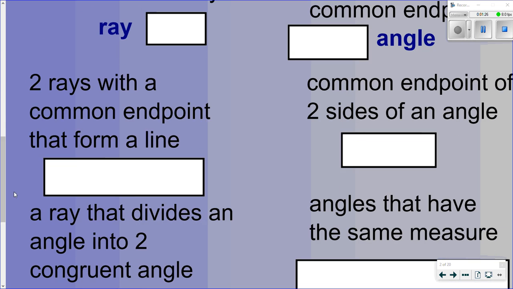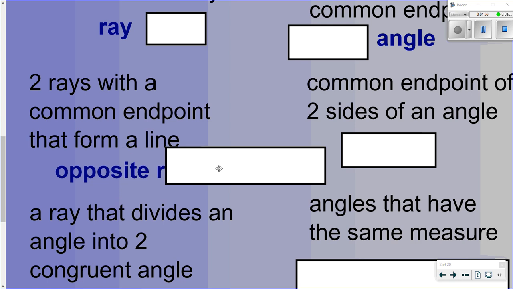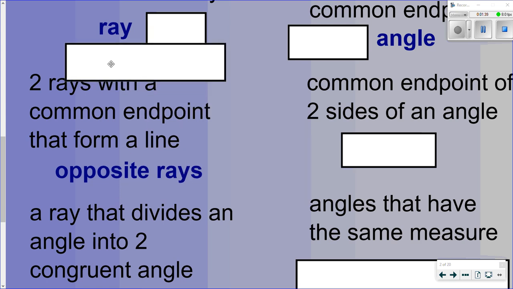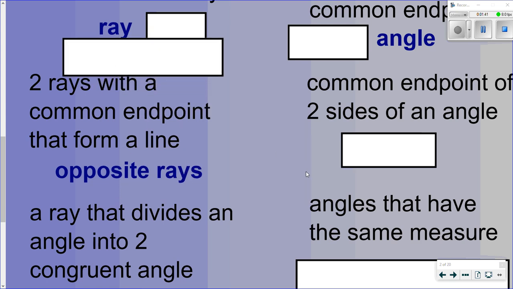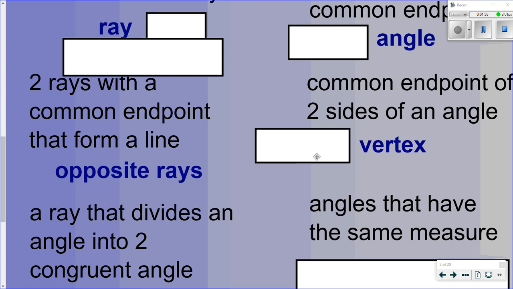Two rays with a common endpoint that form a line. It's called opposite ray. Common endpoint of two sides of an angle. You said vertex? You are correct.